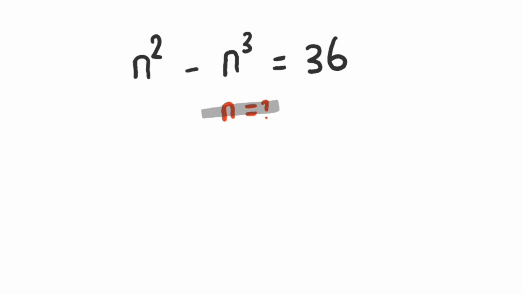How to solve for n in this equation: n squared minus n raised to power 3 is equal to 36.